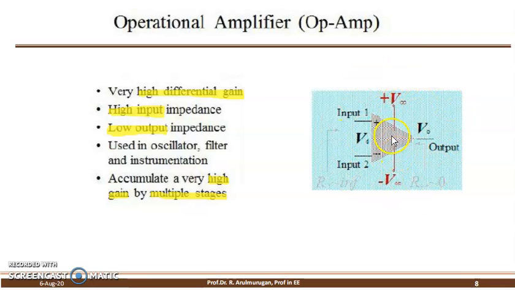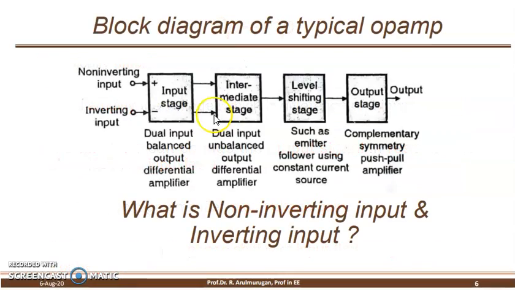What is inside? Inside there are two differential amplifiers, one push-pull amplifier and a level shifter, so there are four boxes. Box number one is the input stage, a differential amplifier with two inputs and a balanced output. The next one is the intermediate stage, which has an unbalanced output. What is unbalanced? Two inputs and a single output is called unbalanced.